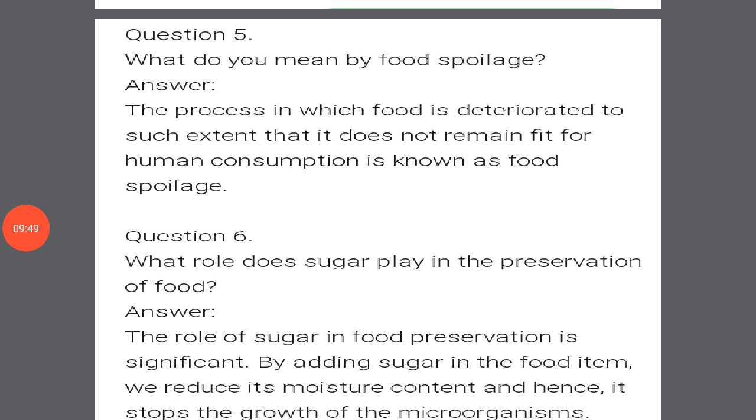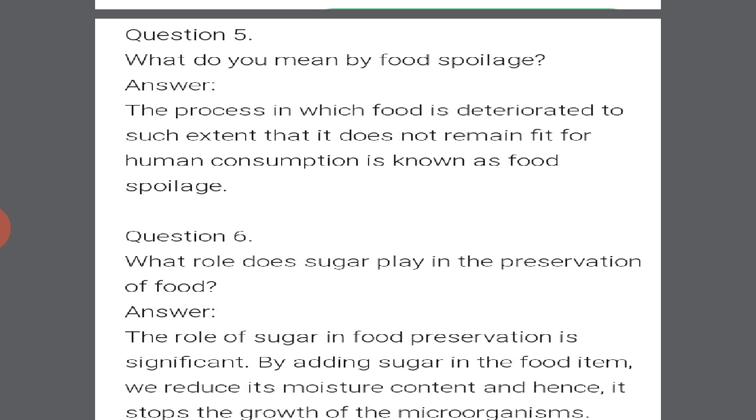Next question. What do you mean by food spoilage? The process by which food is deteriorated to such an extent that it does not remain fit for human consumption is known as food spoilage. The food quality gets degraded. After the spoilage, it may produce some bad smell. Its color may change. Its taste may change. So that is food spoilage.